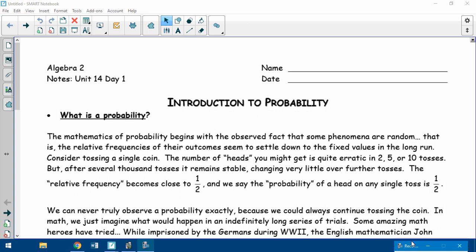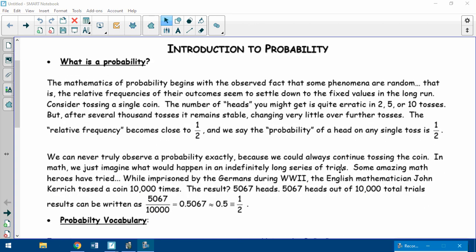Okay, so first let's talk just about what is probability. I'm just going to read through this and make some comments. Mathematics of probability begins with the observed fact that some phenomena are random. The relative frequencies of their outcomes seem to settle down to fixed values in the long run. So consider tossing a single coin. It can be heads or tails. The number of heads you get is quite erratic in 2, 5, or 10 tosses. But after several thousand tosses, it remains stable, changing very little over further tosses. The relative frequency becomes close to 1/2, and we say the probability of a head on any single toss is 1/2. Okay, so what's that talking about?